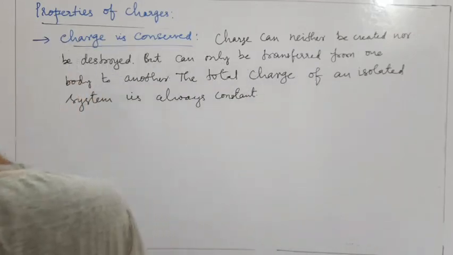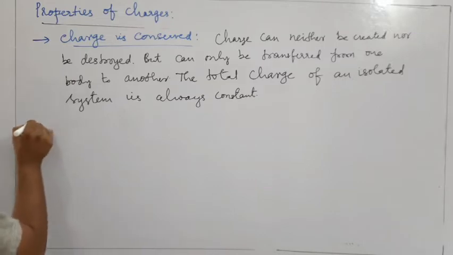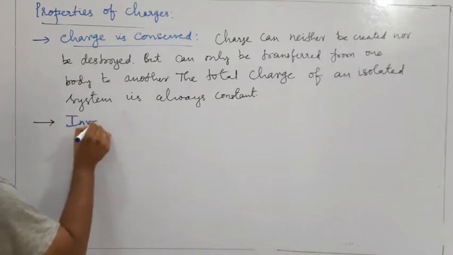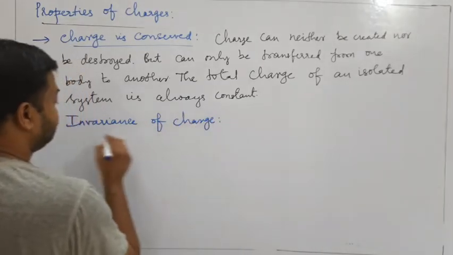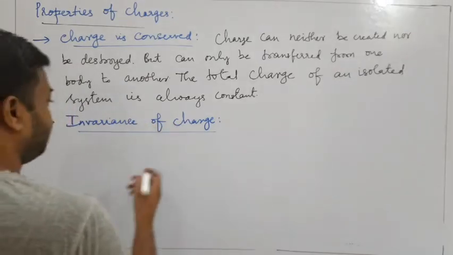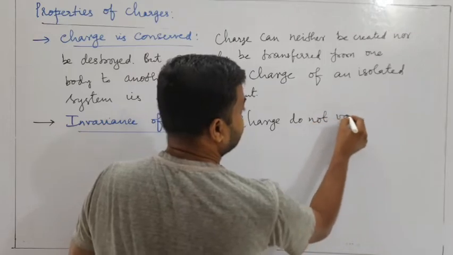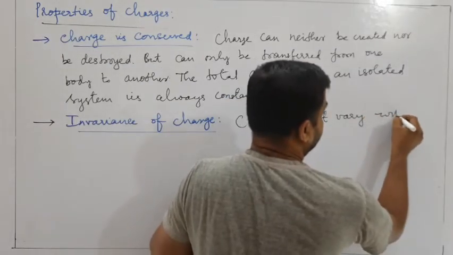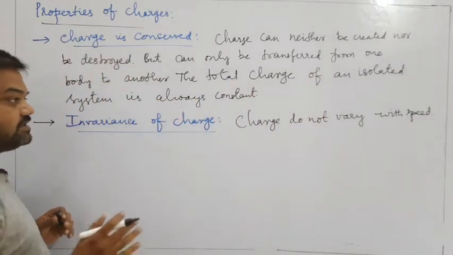That is one of the properties here. What is the next one? The next is invariance of charge. What is the meaning of invariance of charge? Charge does not change with its velocity, with its speed. Charge does not vary with speed. Even if the speed changes, charge does not change. Okay, that is also we can have.